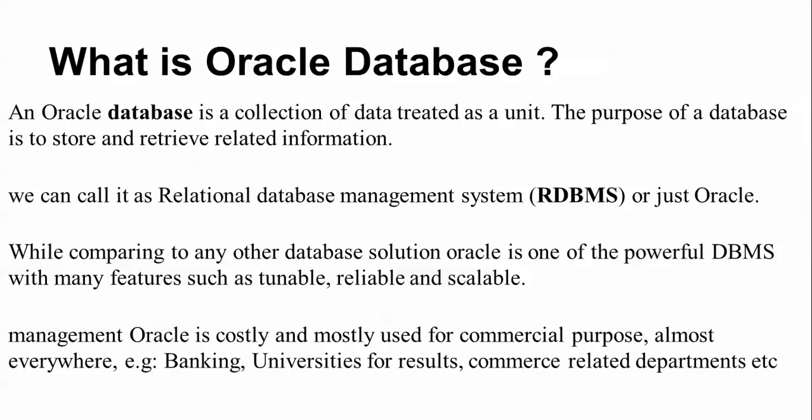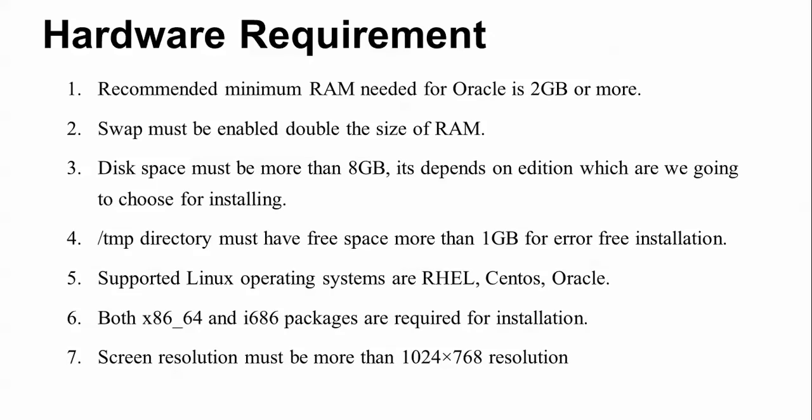So for the hardware requirements, you need to have 2 GB RAM, and swap should be double of this. For disk space, you need to have 8 GB of free disk space, and in that, 1 GB of extra free space in the slash tmp directory. That should not be less than 1 GB. If you have less than 1 GB, you will get errors during the installation.